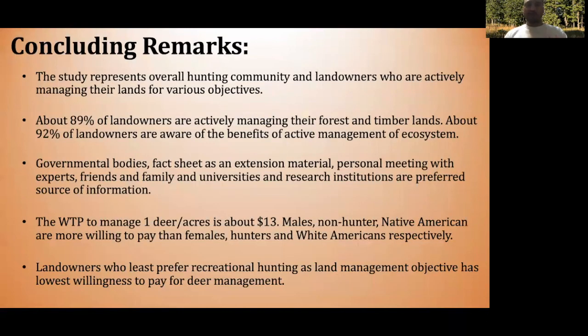So, concluding remarks: this study is representative of the hunting community and landowners actively managing their land for various objectives such as livestock production, wildlife management, biodiversity conservation, and so on. About 89% of landowners are actively managing their lands. About 92% of landowners are aware of the benefit of active management on their land. Government bodies, fact sheets, personal meetings, friends and family, and university are some of the most important sources of information for landowners in Oklahoma.